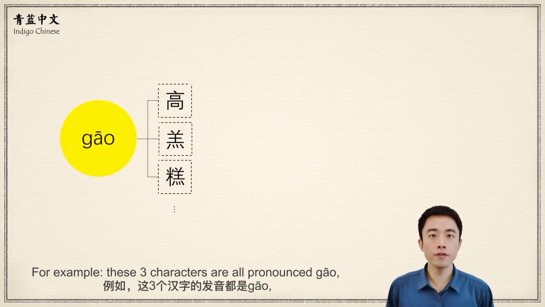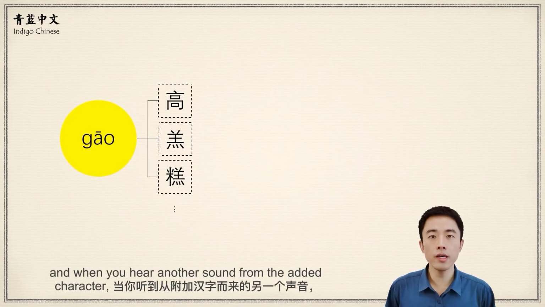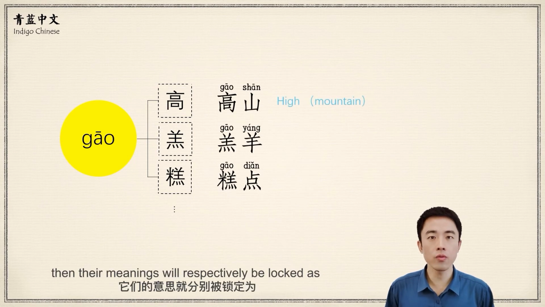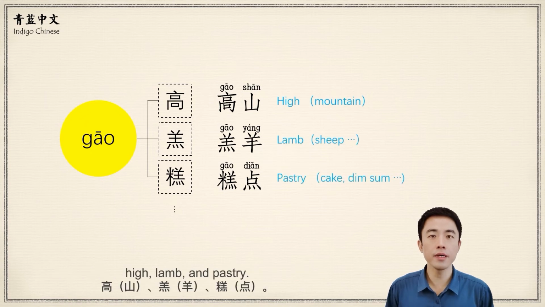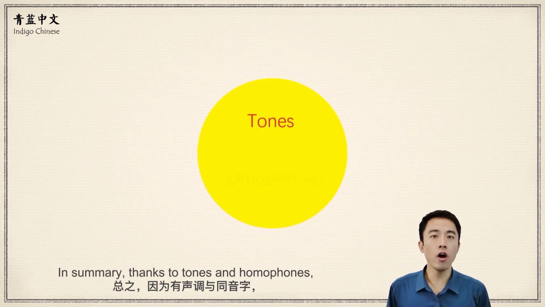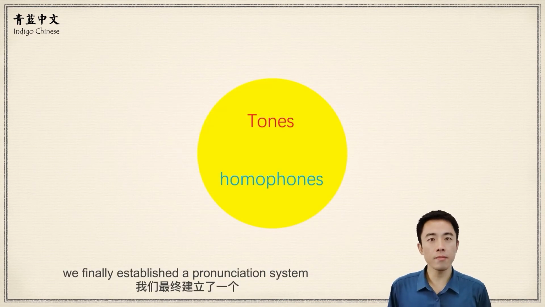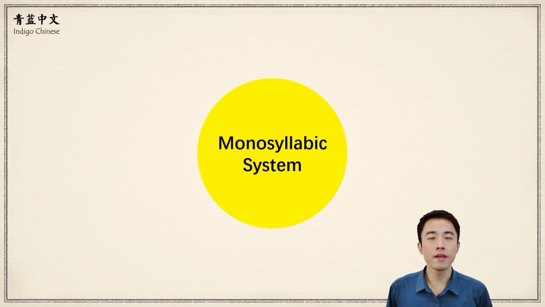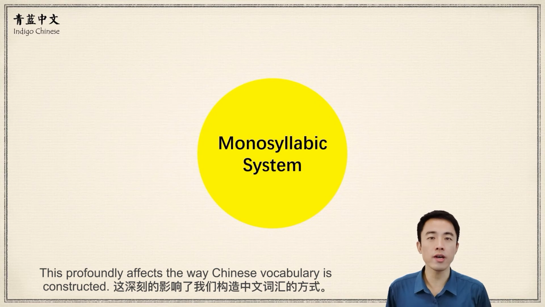For example, these 3 characters are all pronounced gao, and when you hear another sound from the added character, then their meanings will respectively be locked as high, lamb, and pastry. In summary, thanks to tones and homophones, we finally established a pronunciation system based on completely monosyllabic characters. This profoundly affects the way Chinese vocabulary is constructed.